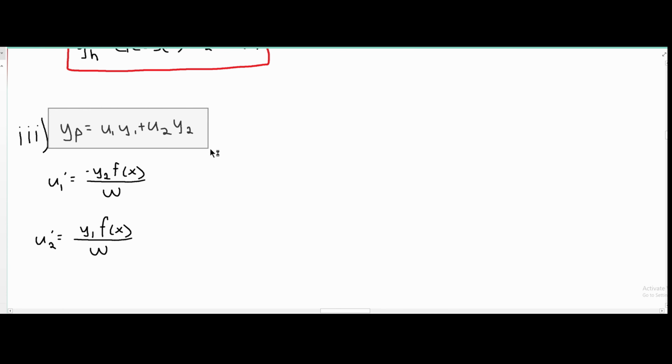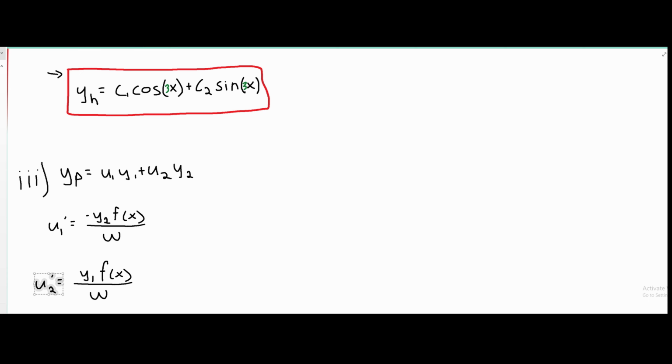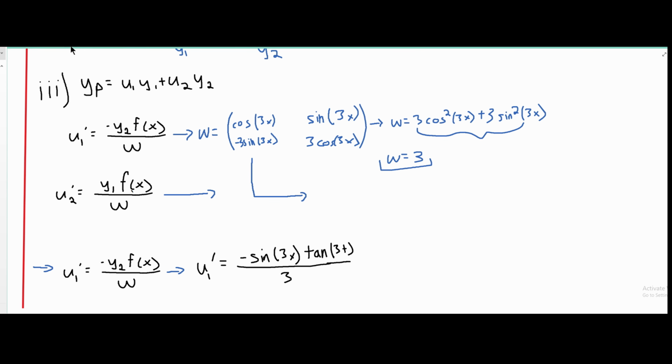To find our y particular solution, we need to put it in this form. To get our u1 and u2, we need to use these formulas, and from here, find the values. To do this, we're going to look at our general solution. We are going to take our y1 value as being cosine of 3x and our y2 value as being sine of 3x. We can find the Wronskian using these two values. After we use our Wronskian, we're going to get this value, 3, as our W.